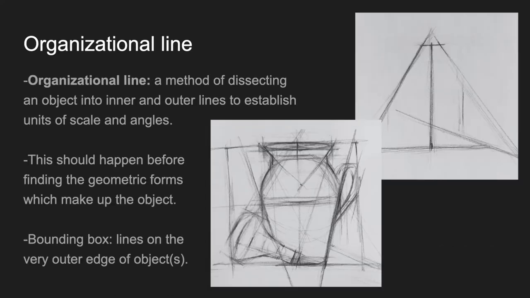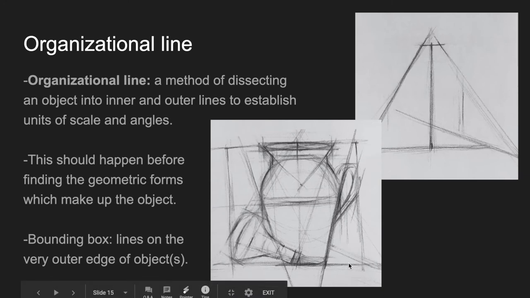Organizational line. So in a measured drawing, this is usually the first step. An organizational line is a method of dissecting an object into inner and outer side lines to establish scales and angle. And so when you measure with that pencil or whatever straight tool you're using, you are thinking about from this edge to this edge. All right, so it's that tall. Then you're thinking about from this edge to this edge, and it comes to be about a square.